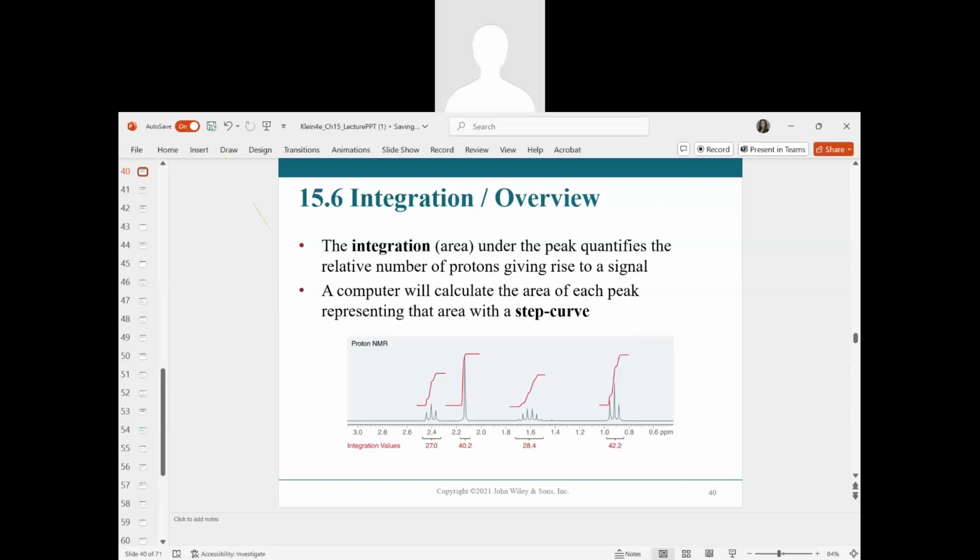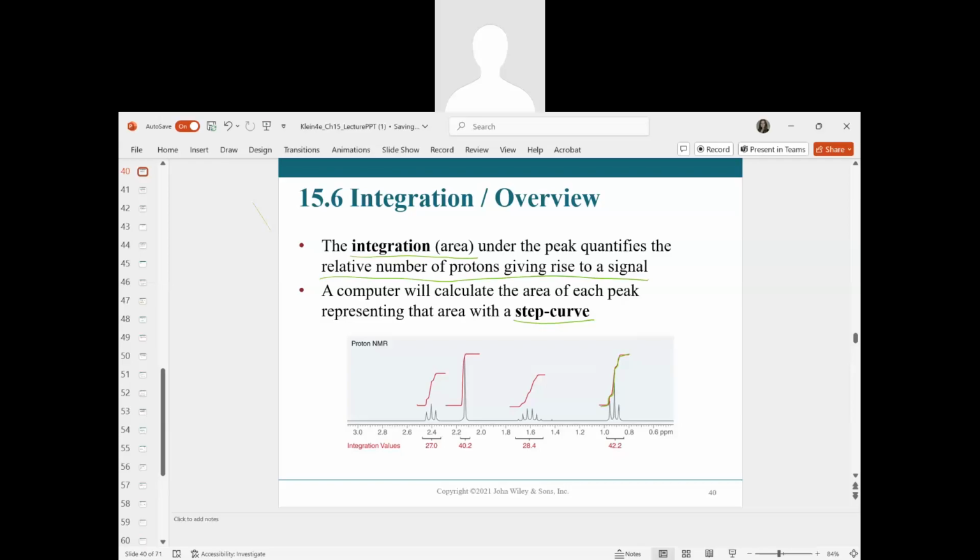So we have 4 signals total, and each of which has this integrated area below it that we can use a computer program to calculate. So we see this step curve, this red curve here is referred to as a step curve, which is used to integrate or find the area under the peak. And that will tell us the relative number of protons giving rise to each of these signals.